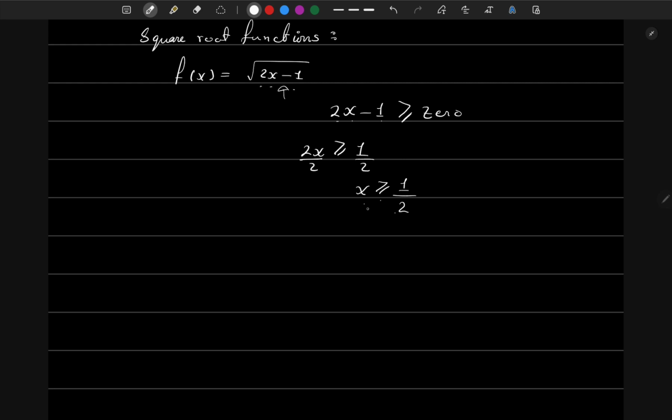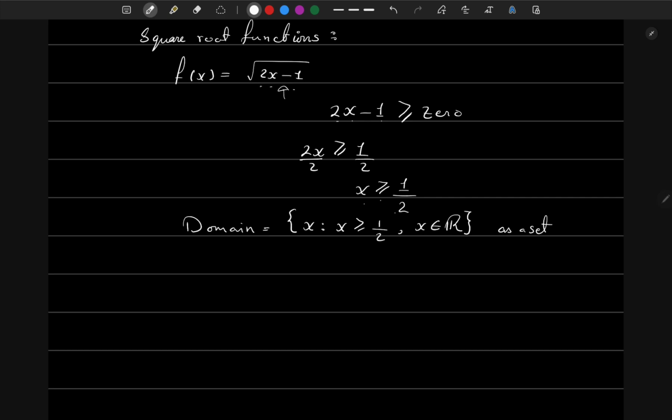So I can say that the domain here, in the form of sets, is the set that contains x, so that x is greater than or equal to 1 over 2, where x is a real number. This is as a set.